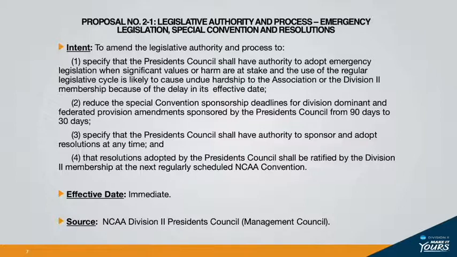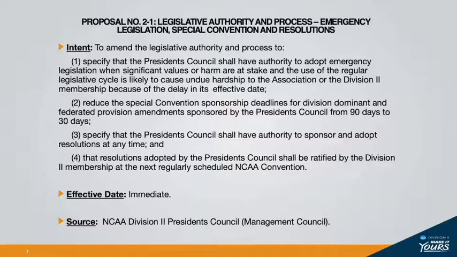Under the current legislation, the Division II President's Council, or, in the interim between the meetings of the President's Council and the Management Council, the Administrative Committee, has the authority to adopt emergency legislation when the NCAA must respond to or comply with a court order, ADR, or government order, or when the President's Council deems it appropriate to limit or avoid NCAA liability as a result of litigation, ADR, or governmental proceedings.